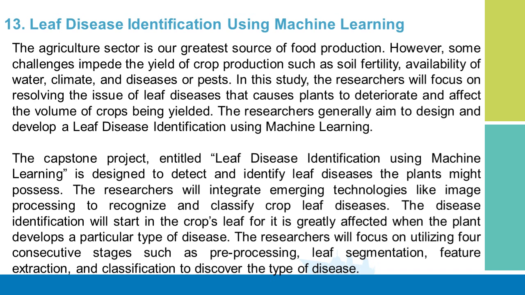The disease identification will start in the crop's leaf, for it is greatly affected when the plant develops a particular type of disease. The researchers will focus on utilizing 4 consecutive stages such as pre-processing, leaf segmentation, feature extraction, and classification to discover the type of disease.